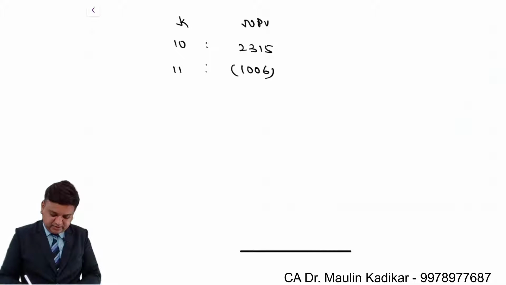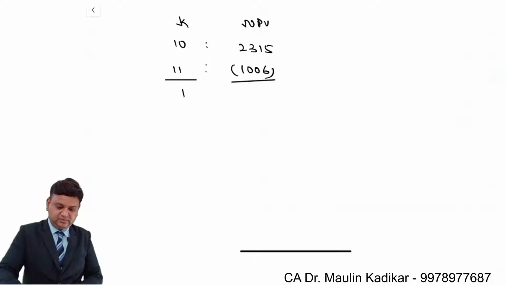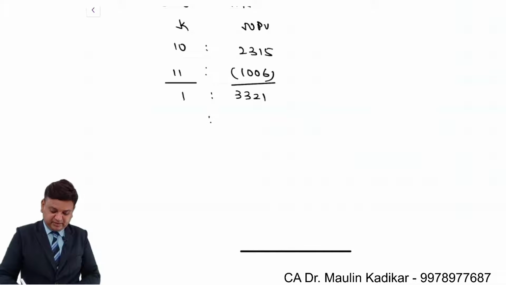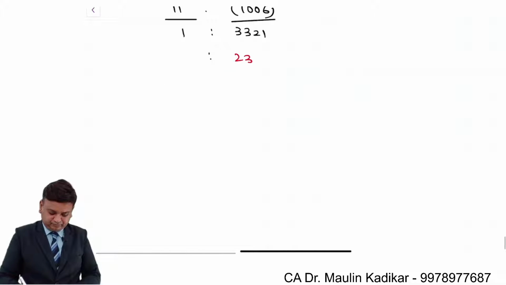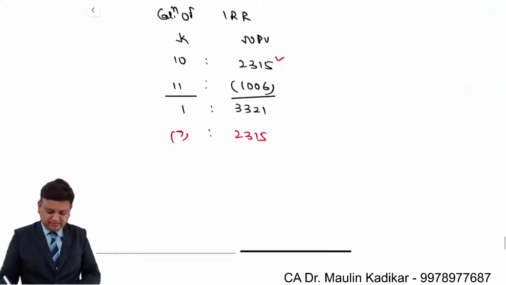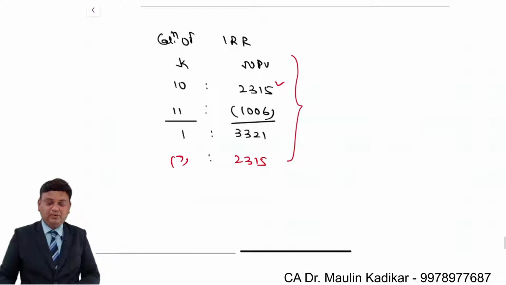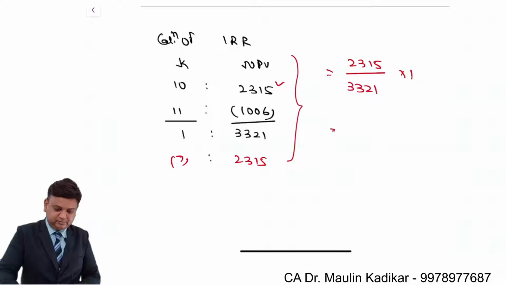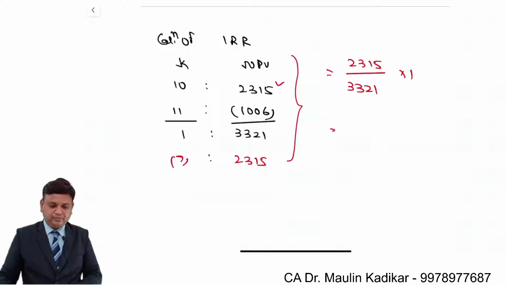Difference of 10 and 11 is 1, and difference of 2,315 positive and 1,006 negative is 3,321. You take the base of the lower cost of capital. Okay. And we make the computation of IRR: 2,315 upon 3,321 into 1. 0.70.